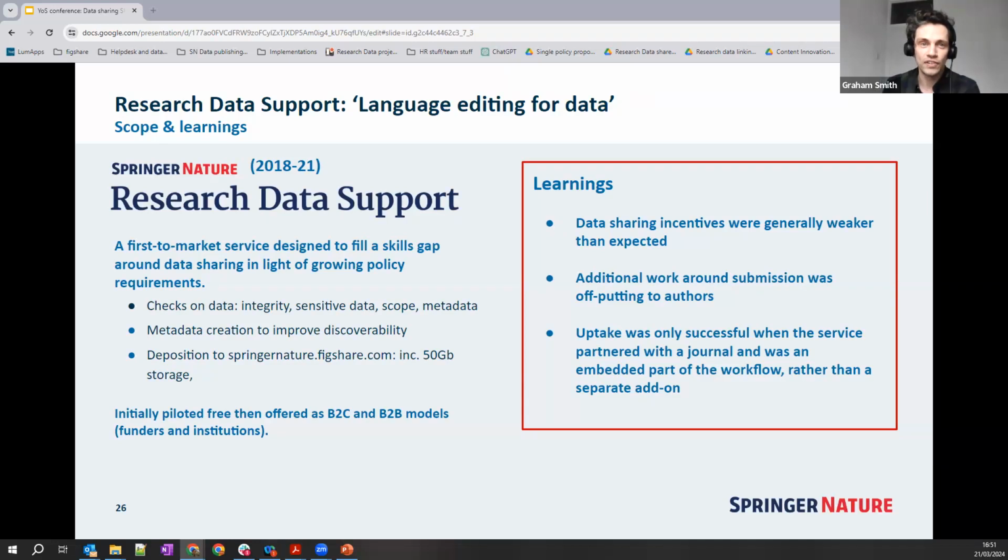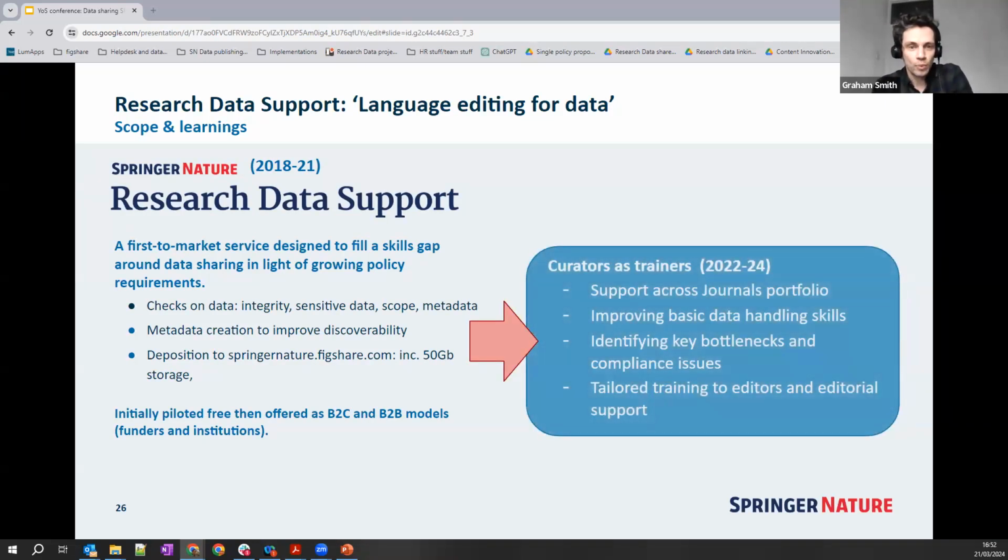Anything that really involved additional work around submission, we found was quite off-putting to authors. And so rather than focusing on the level of specialism in this, we really had to start thinking more about how we could make this smoother and more integrated for authors. And really a key learning we had was that we only really saw this successful uptake when we partnered very strongly with the journal and the editor, the people who are actually doing the work at the coalface of open science.